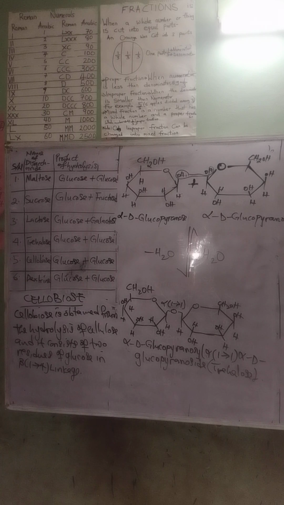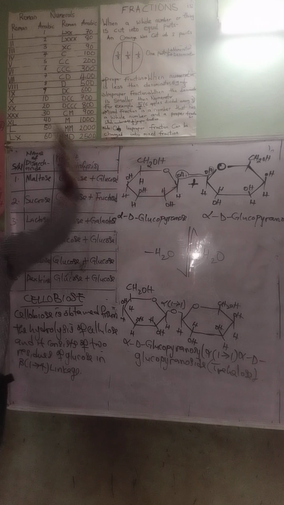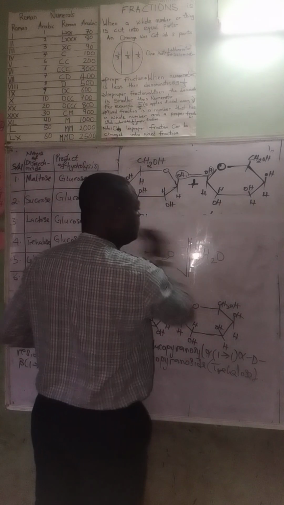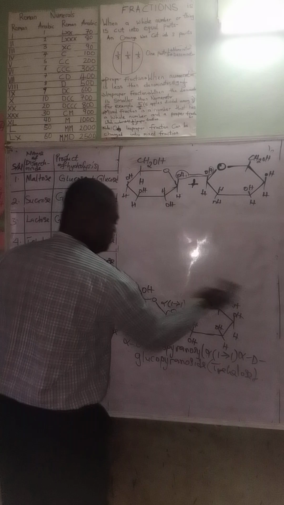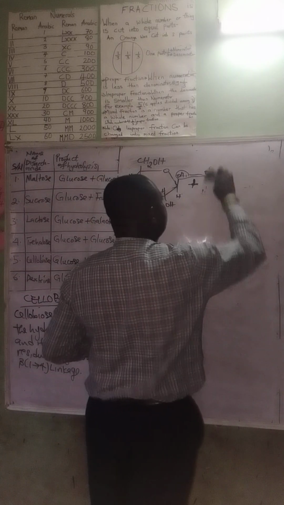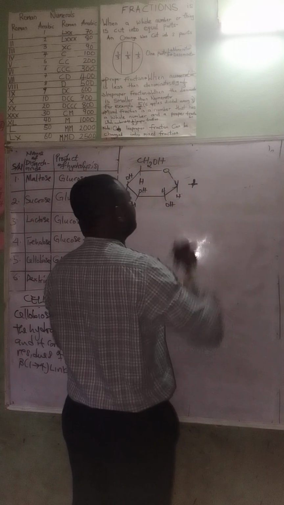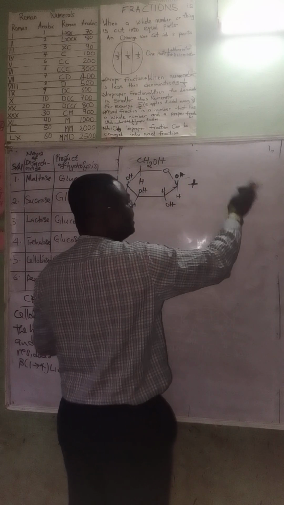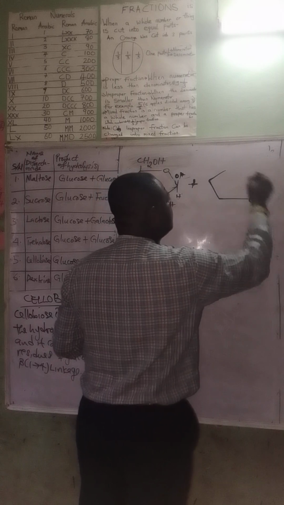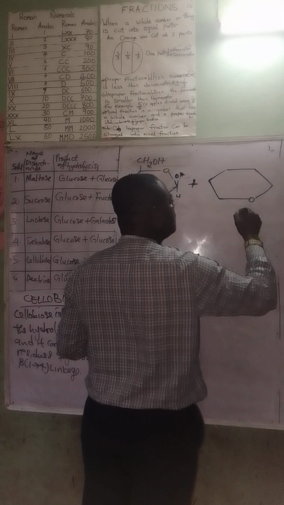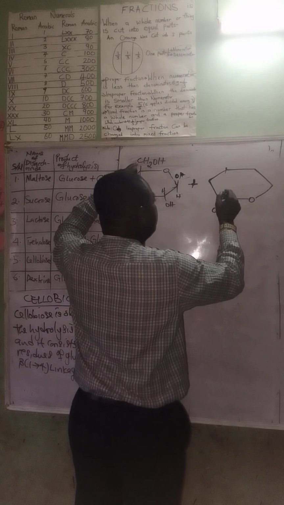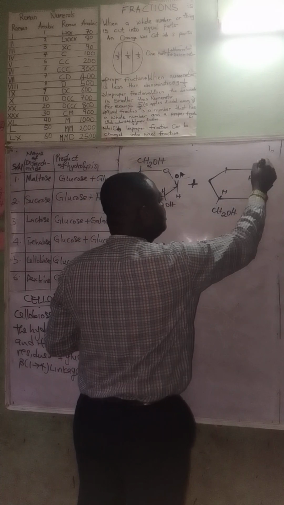Beta. The other one glucose will stand upright, the second one will turn upside down. Let's look at that. This is the second one now. I want to turn it upside down. I still have my OH here, but it will face the other side. So turning it upside down will make me have something like this, so that my CH2OH should now be here. That used to be here, and H should be inside. This will now be H, OH.